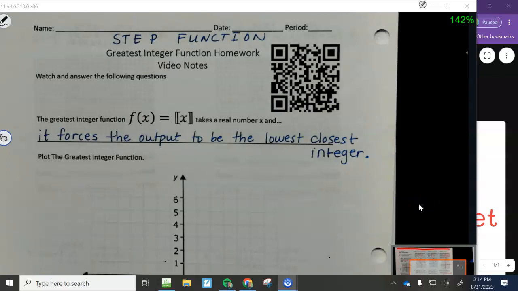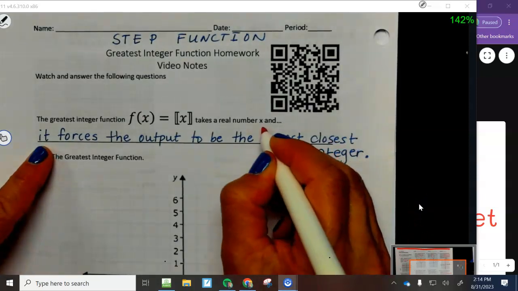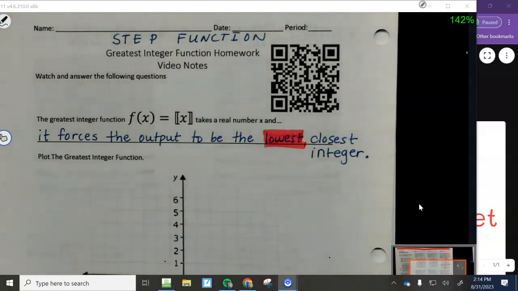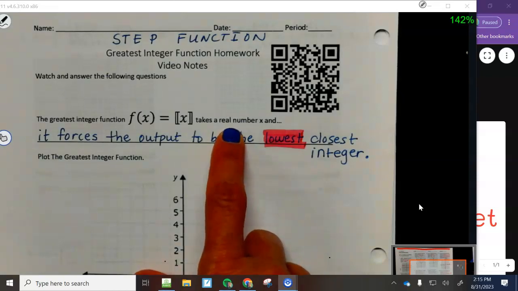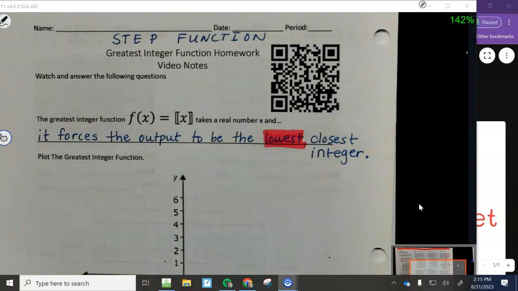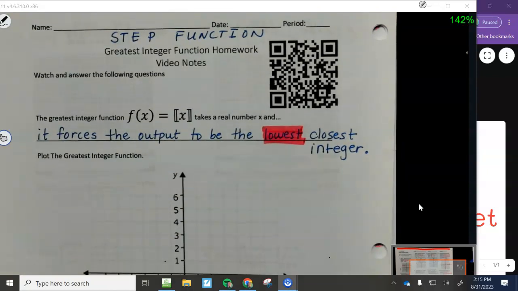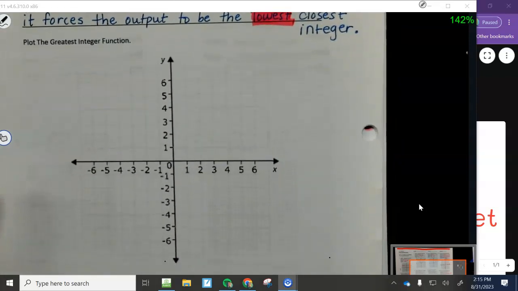All right, so the greatest integer function is going to force every output to be the lowest integer possible. Now, you can put any real number in there, a decimal, root 2, anything at all, anything that's crazy but real, but the output has to be an integer, and it's the lowest. So let's look at what this graph is going to look like.